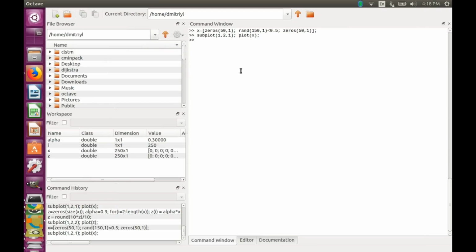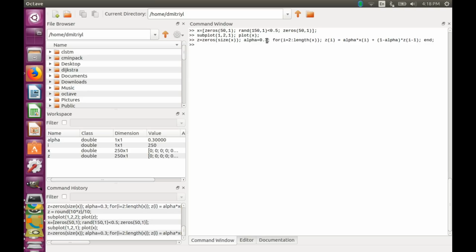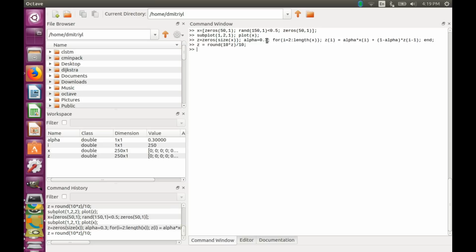Now, we are going to apply a filter called exponential moving average with alpha coefficient 0.3. Another thing that we are going to do is convert those values into integers to respect the vertical resolution achieved by the scope. Now we can plot that signal.